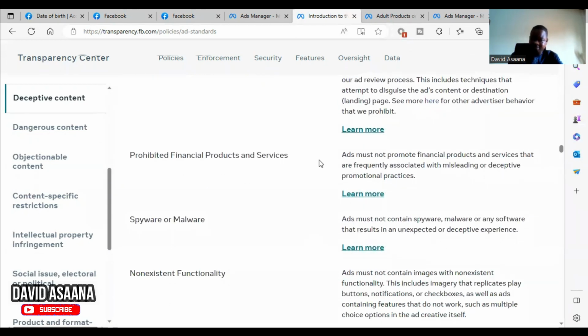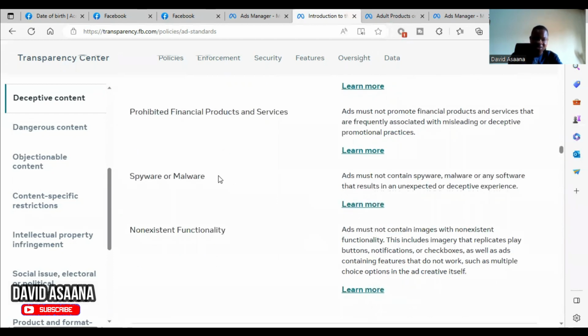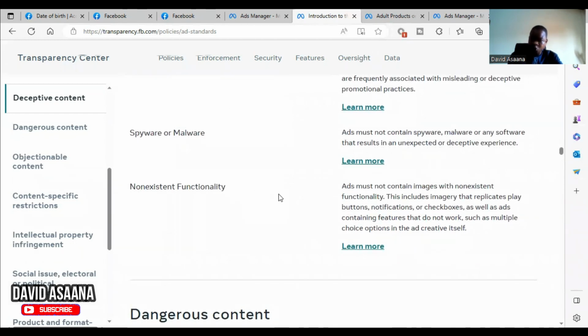Prohibited financial products and services. Ads must not promote financial products and services that are frequently associated with misleading or deceptive promotional practices, spyware or malware. Non-existent functionality. Ads must not promote products with images with non-existent functionality.